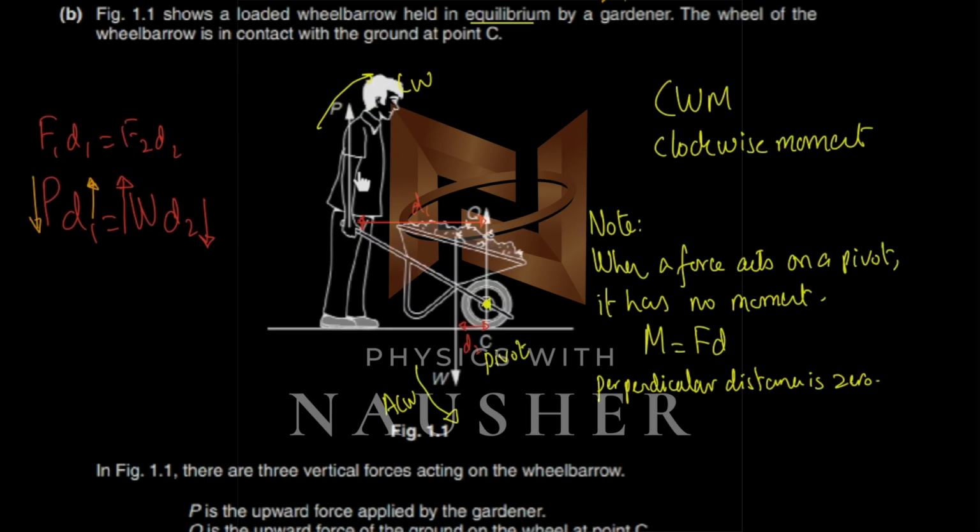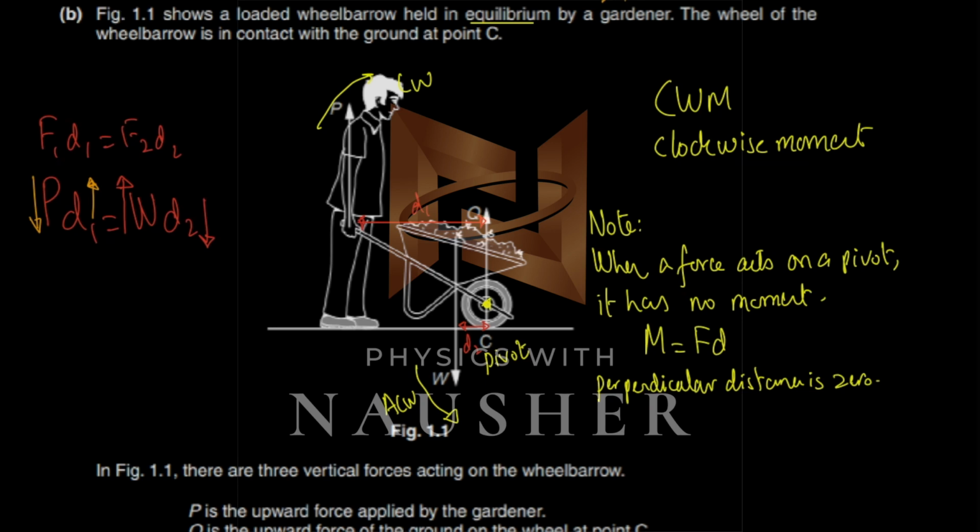Now you have this guy who's holding this wheelbarrow. The weight of the wheelbarrow is pointing downwards. There's the force Q acting upwards, and there's the force P acting upwards. And this point is going to be your pivot. The first question is, would force P be large or small as compared to W? Please try to understand. P is pointing upwards, Q is pointing upwards, W is pointing downwards.